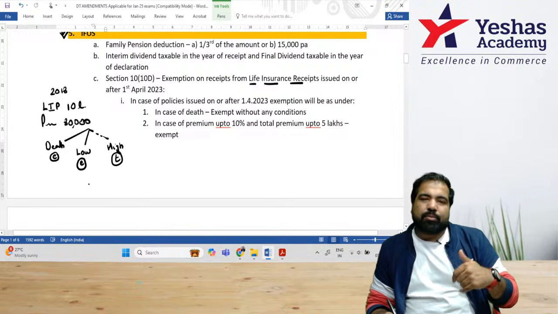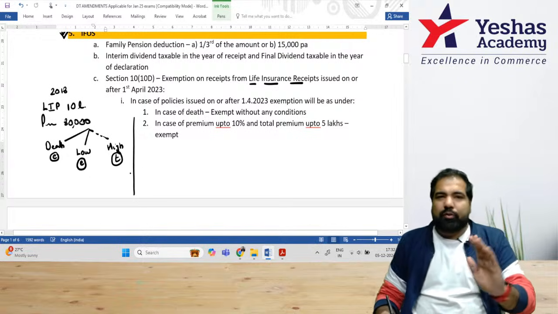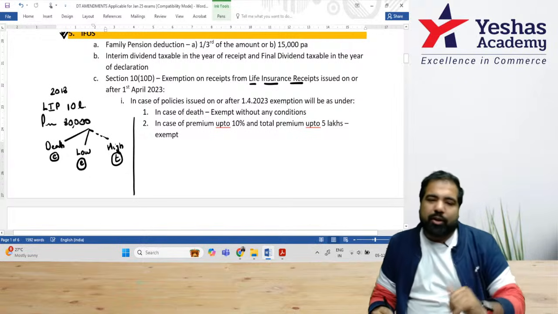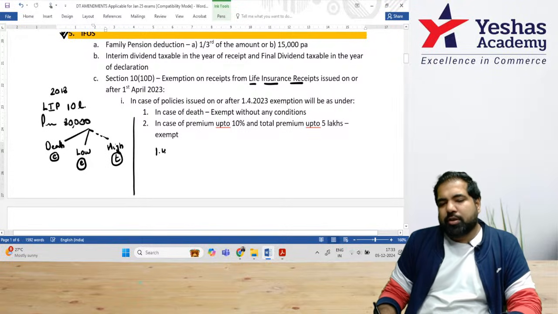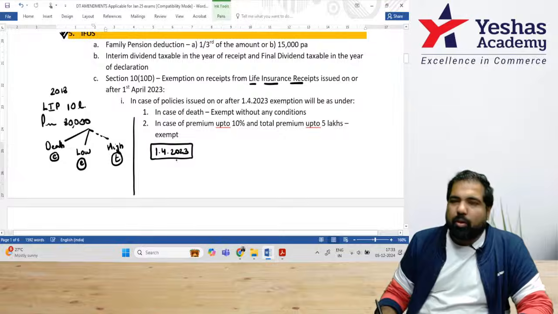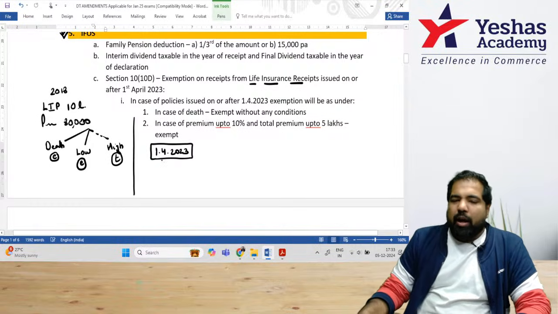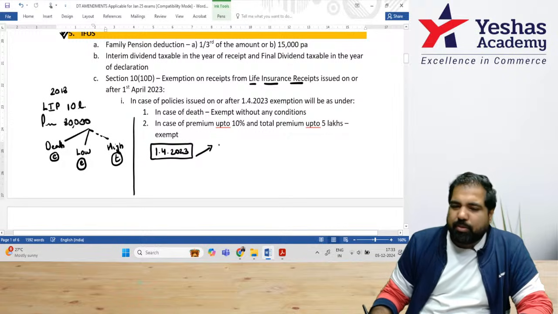Now I'm adding something over and above. Policies taken before 1/4/2003, the same trend will continue. But in case you take a policy on or after 1st April 2023, then there is one more condition added for high premium. Let me talk about the policies now. Policies taken on or after 1st April 2023, again, the same concept is still continuing.